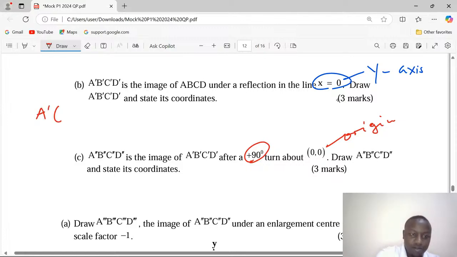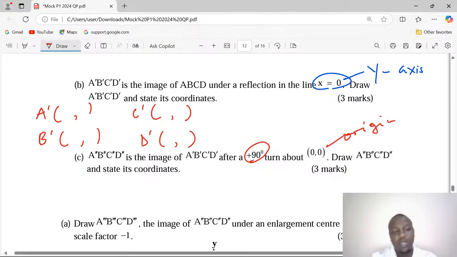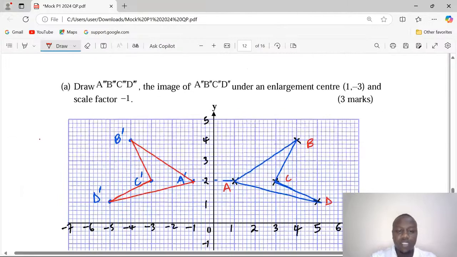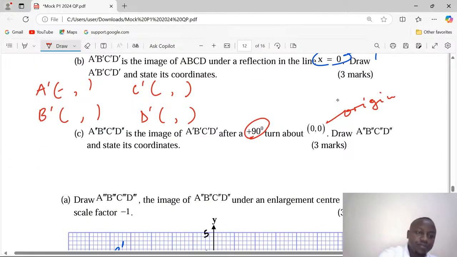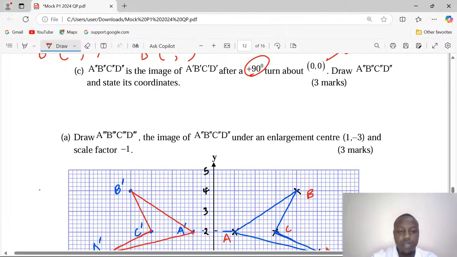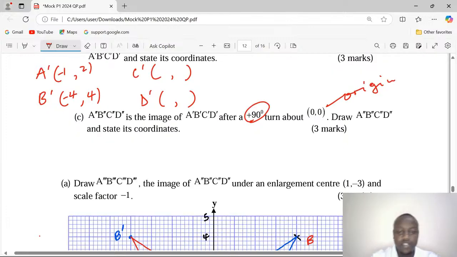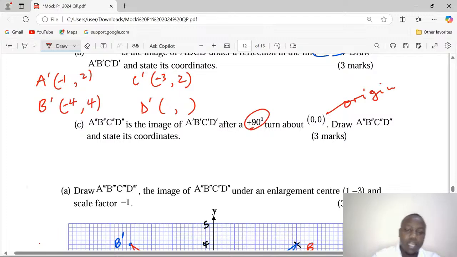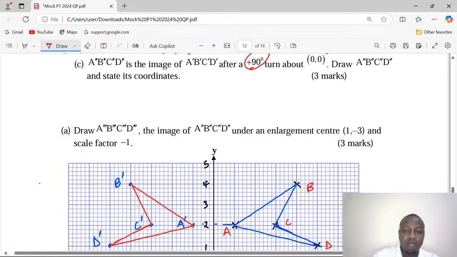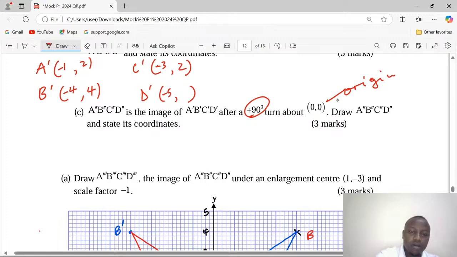So in the first case, we have to come up with all the coordinates. I'm going to draw them. So let me write the coordinates. For A, it is -1, 2. For B, it's -4, 4. For C, it's going to be -3, 2. And for D, it's -5, 1. So those are the coordinates.